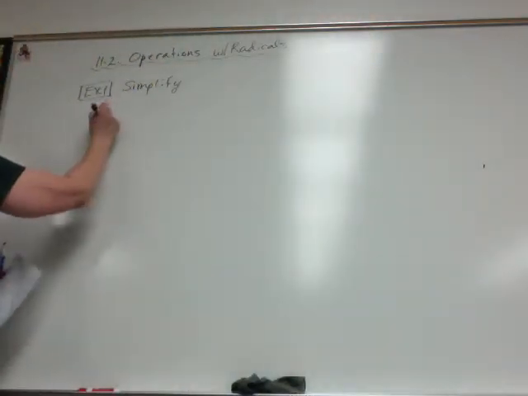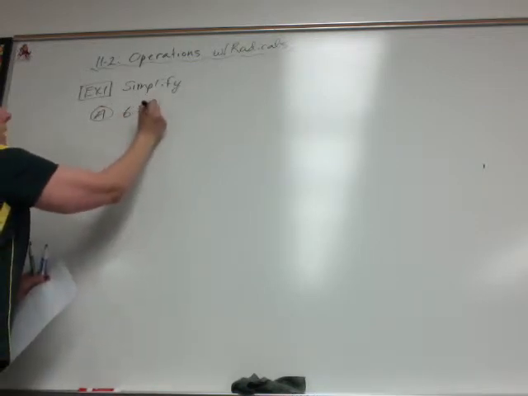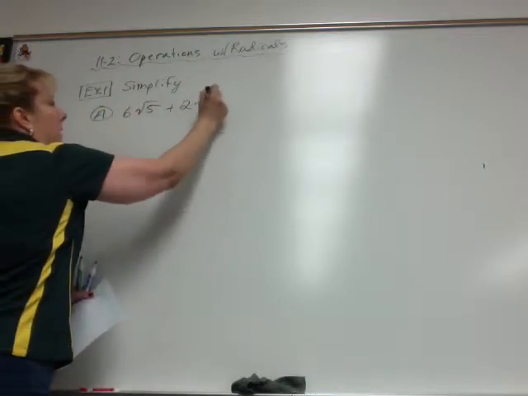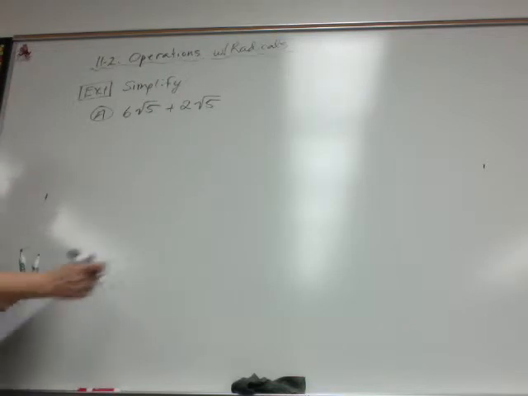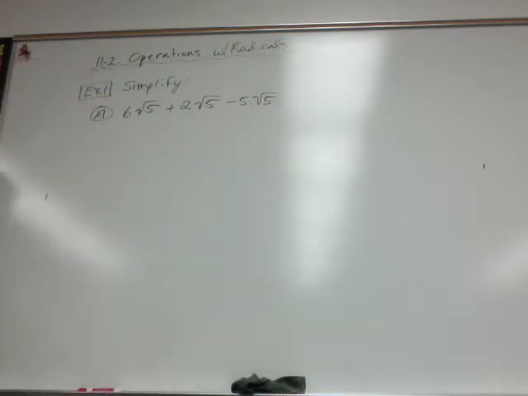All right, so question A. 6 radical 5 plus 2 radical 5 minus 5 radical 5. When you add and subtract radicals, what do you have to have? Everybody should be writing. You have to have like radicals. So do I have all the same radicals?